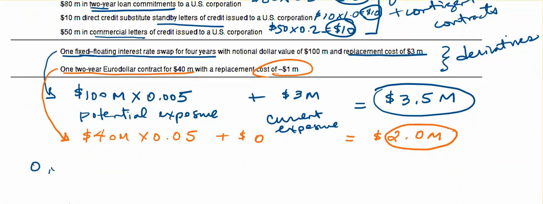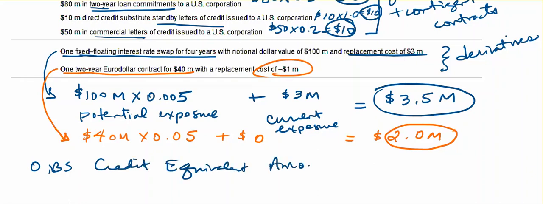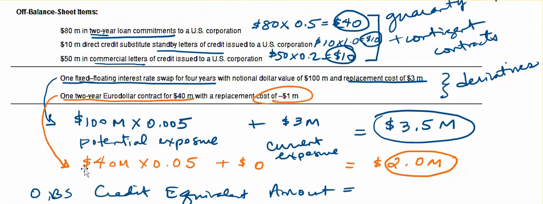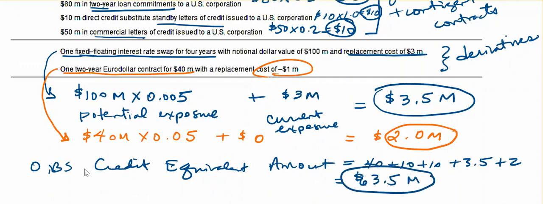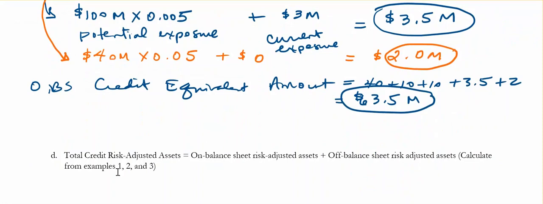All right, so the off-balance sheet credit equivalent amount is equal to 40 plus 10 plus 10 plus 3.5 plus 2 equals $63.5 million.